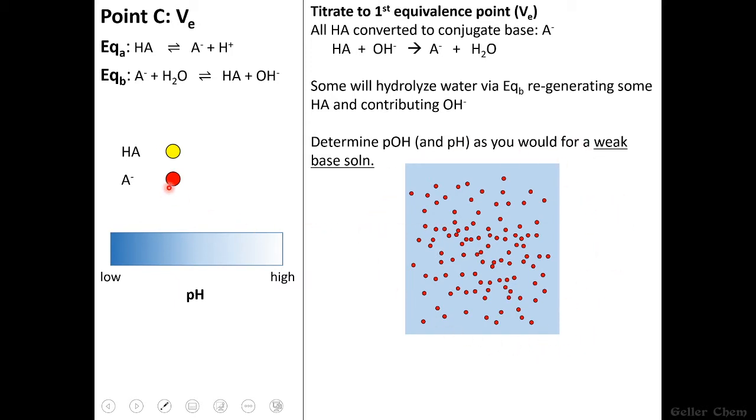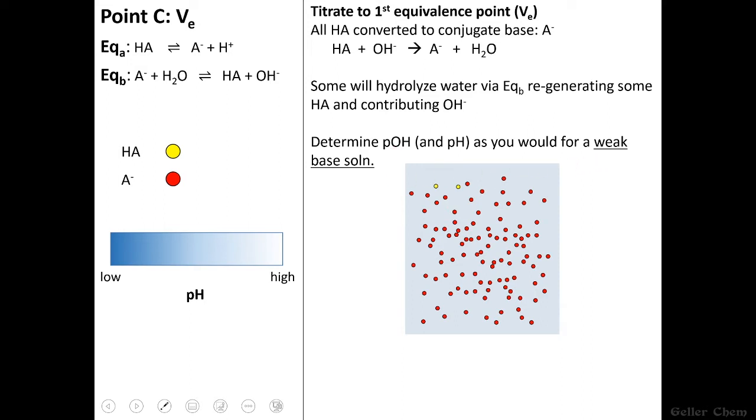But then, this conjugate base is going to react with water, forming hydroxide and reproducing a small amount of HA. And so there's our small amount of HA, and the production of hydroxide drives the pH to higher values. And we can determine the pH by first determining the pOH, which we know how to do for a weak base solution. So let's do that now.